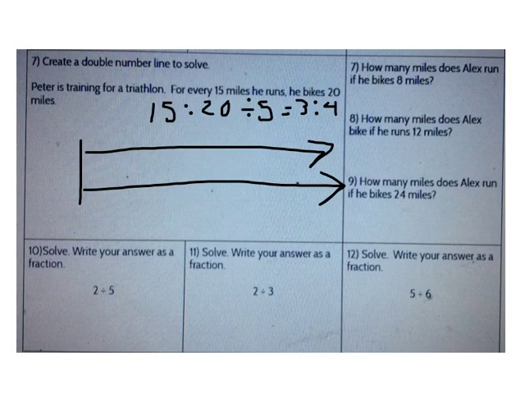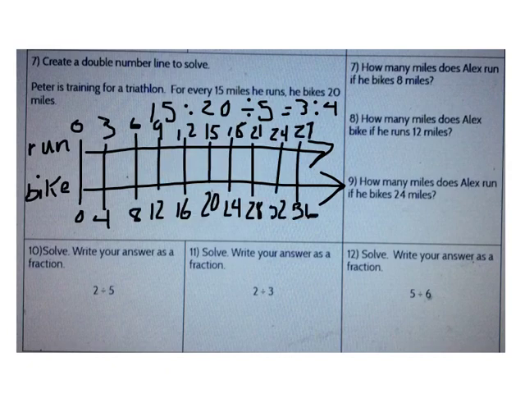Now I can make my double number line for running and biking. What am I going to count by for running? 3. Running is 3 in my simplified ratio. What am I going to count by for biking? 4. Go ahead and draw out that double number line now. Now you can use your double number line to answer the questions.